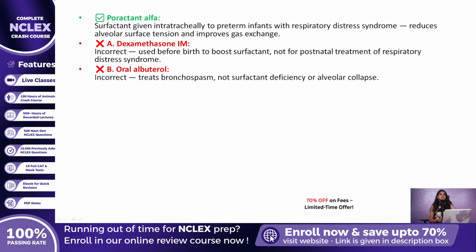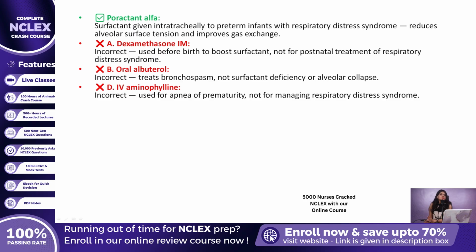Option B, albuterol sulfate, is a beta-2 agonist used to treat bronchospasm in conditions like asthma or bronchiolitis. It acts on the bronchial smooth muscle, not the alveoli, and does not help in cases of surfactant deficiency. Option D, aminophylline, is a central nervous system stimulant that may be used to prevent apnea of prematurity, but it has no surfactant-related action. It does not improve lung compliance or gas exchange in RDS, so it is not useful in this situation. This question highlights a high-stakes NCLEX topic, understanding how surfactant therapy supports alveolar stability in premature infants.